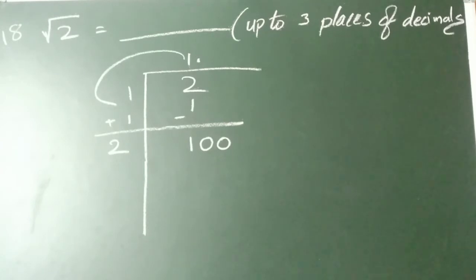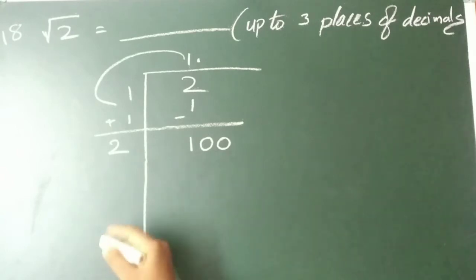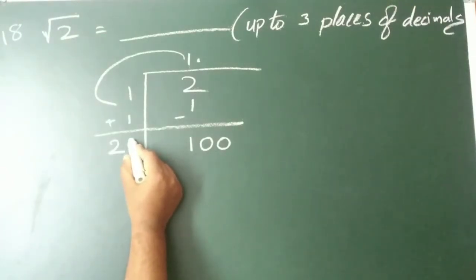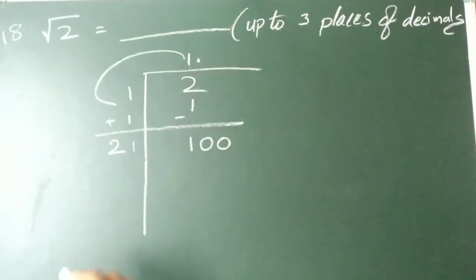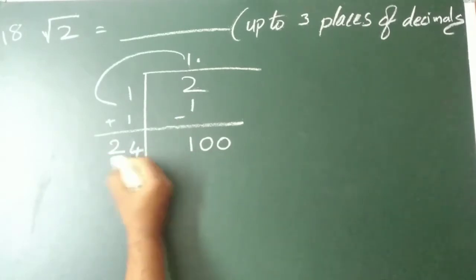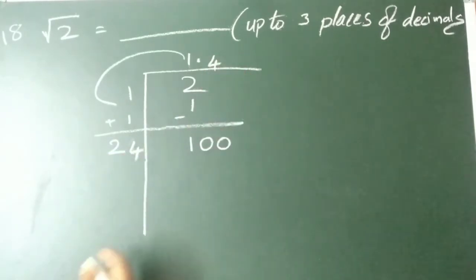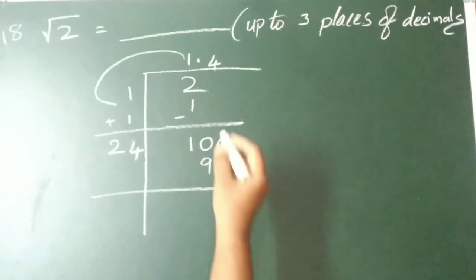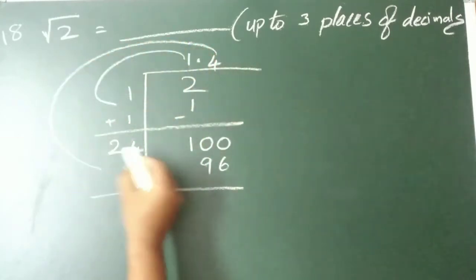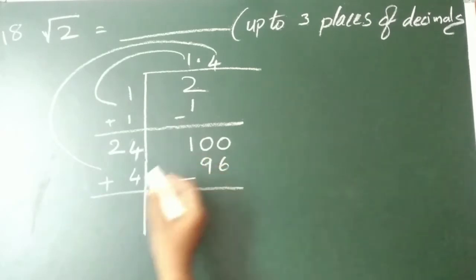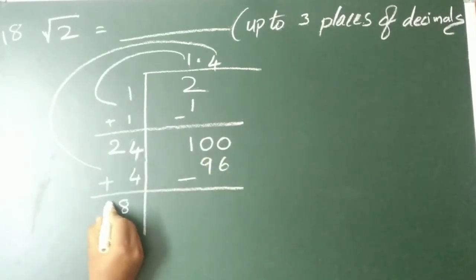Got an idea? Now, with a 2 beside, suppose I take 1, then 21 times 1 is 21. But it will be suitable here with 24 times 4. 4 fours are 16, upside 1; 4 twos are 8 plus 1 is 9. See, once again this 4 will come here. Plus, and here minus. This is 8, here the 2.